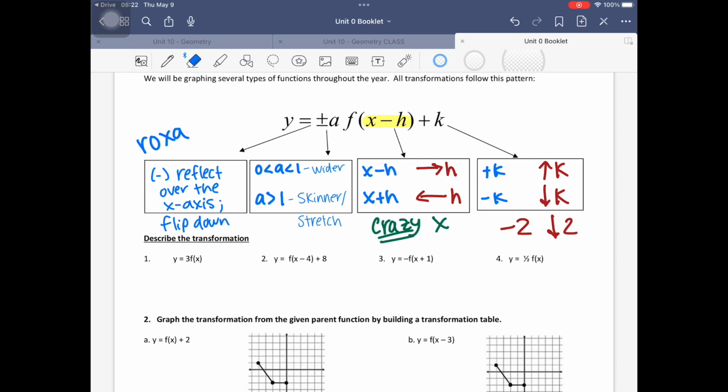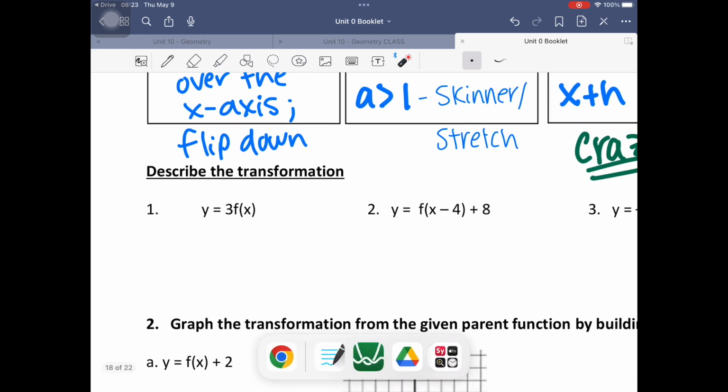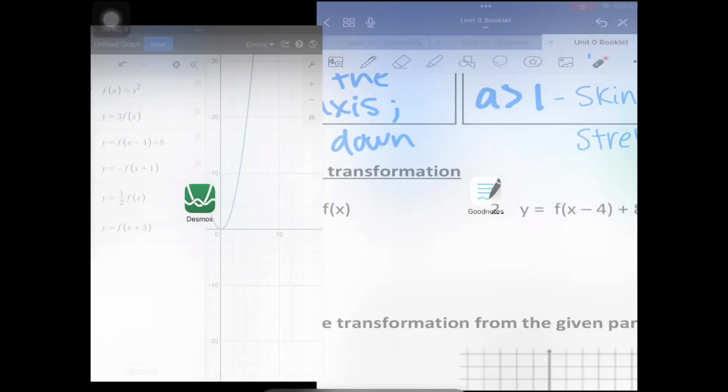And again, all different functions follow this rule. And function, again, is like the type of graph. So quadratic, linear, absolute value, cubic, things like that. Looking at our transformations here, I'm just going to visually show us some of these so you can see it. We're going to do the very first one.